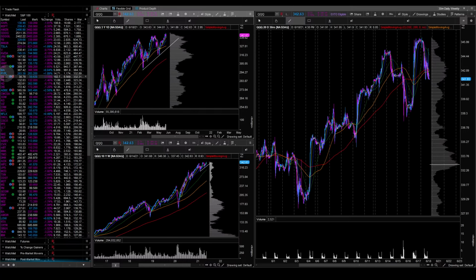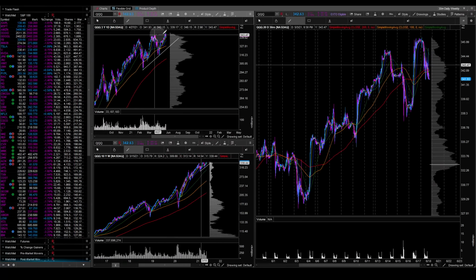JP Morgan, weak. Johnson & Johnson, weak. Walmart, weak. United Healthcare, weak. MasterCard, PayPal breaking out. Bank of America weak. Procter & Gamble neutral. Home Depot weak. Disney looking weak, right? So we get this little picture here, right? If you remember what's kind of gone on here, that should help determine how you view things.